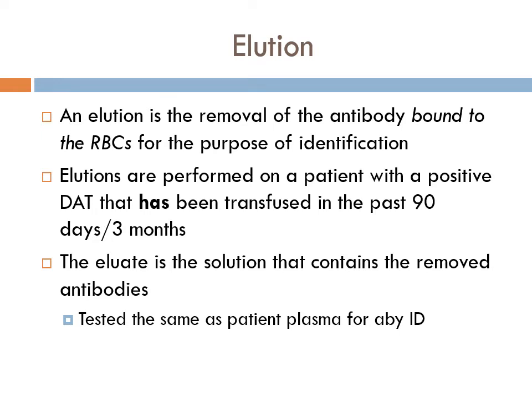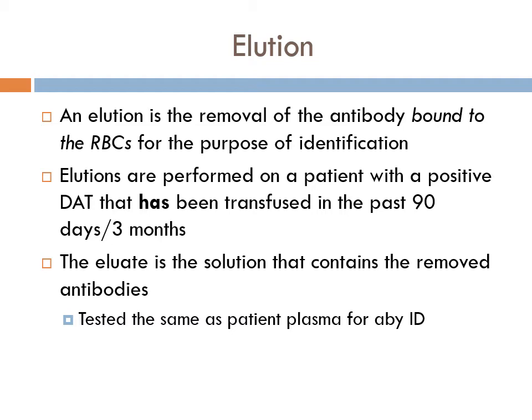So, an elution. An elution is the removal of the antibody bound to the RBCs for the purpose of identification. With elutions, I'm not really concerned with my red cells after I chemically treat them. I'm concerned with what was bound to my red cells. Elutions are performed on a patient with a positive DAT that has been transfused in the past 90 days or 3 months. The eluate is the solution that contains the removed antibodies, and this is tested the same as a patient plasma for antibody ID.